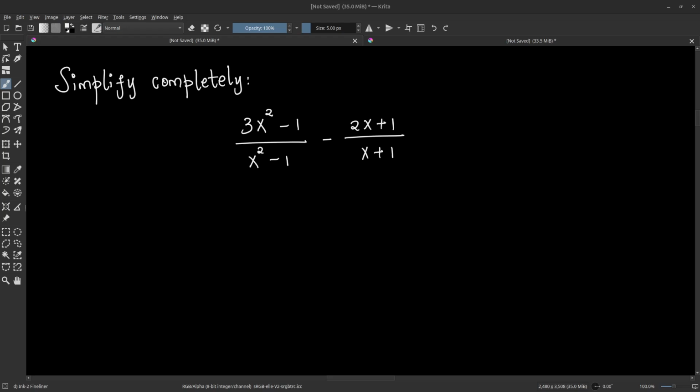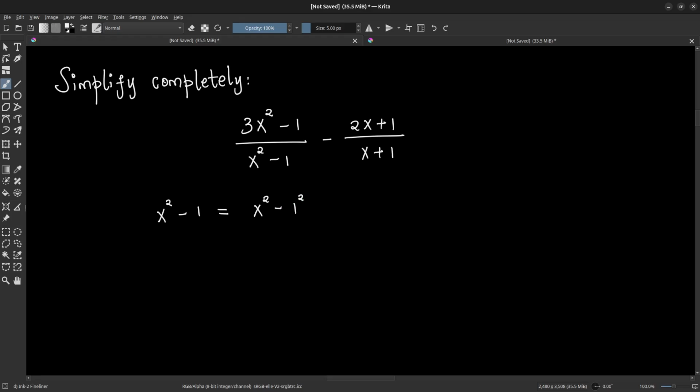Hello, in this question we are told to simplify completely, and the expression we are given is (3x squared minus 1) over (x squared minus 1), minus (2x plus 1) over (x plus 1). So we are going to start with what we know. This x squared minus 1, we can simplify that first. So we are going to take x squared minus 1.